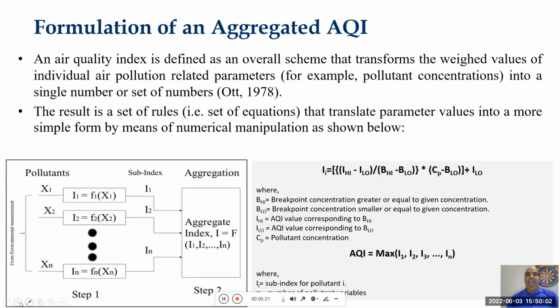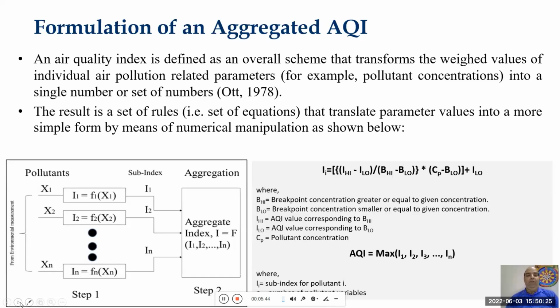For example, these are the pollutant concentrations converted into a single number or a set of numbers. The result is a set of rules, given by the equation, that translates these parameters into a simpler form by means of numerical manipulation, as shown below. The figure shows the two steps.